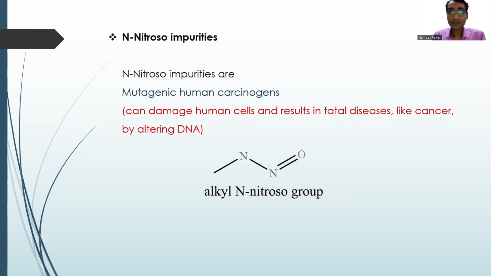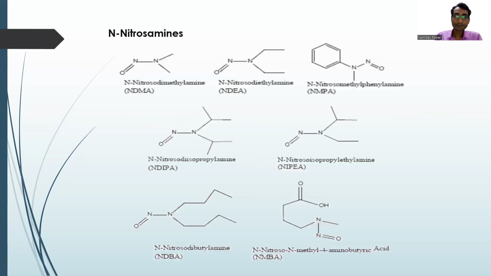So let us understand what N-nitroso impurities or nitrosamines are. These are basically small compounds with molecular weight of around 75 to 120, and these are mutagenic human carcinogens. These are very fatal and can cause cancer in patients with prolonged use. There are many nitrosamines, out of which N-nitrosodimethylamine and N-nitrosodiethylamine, that is NDMA and NDEA, were practically found in some ARBs, certain groups of medications.